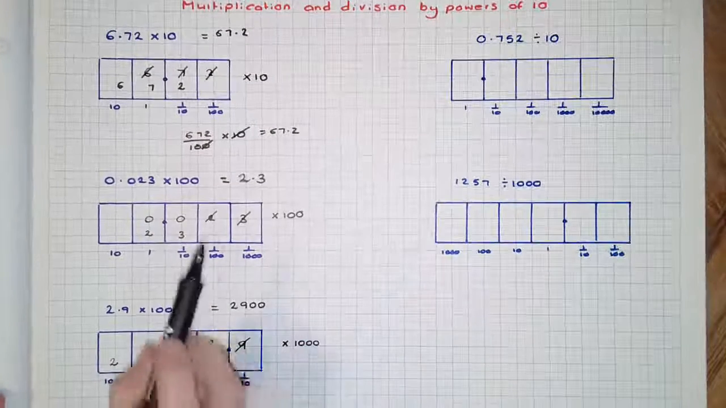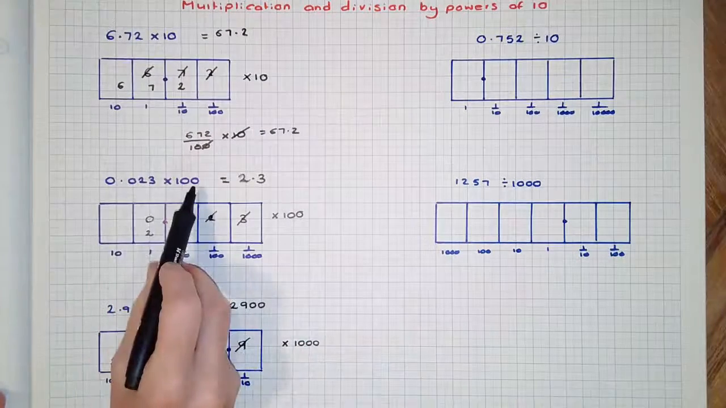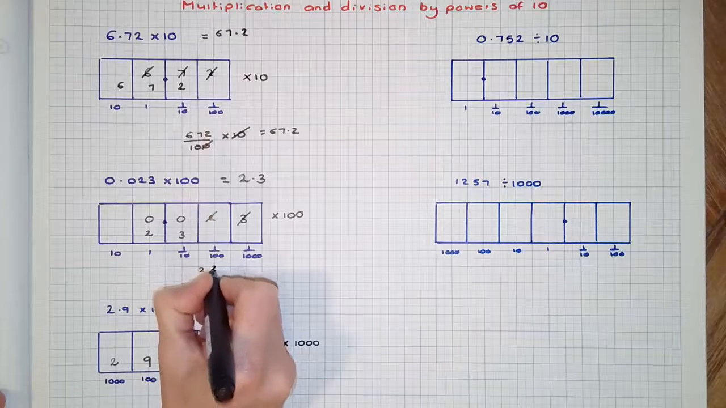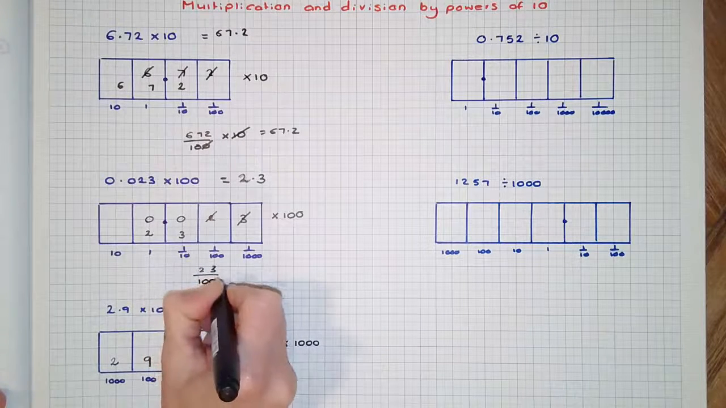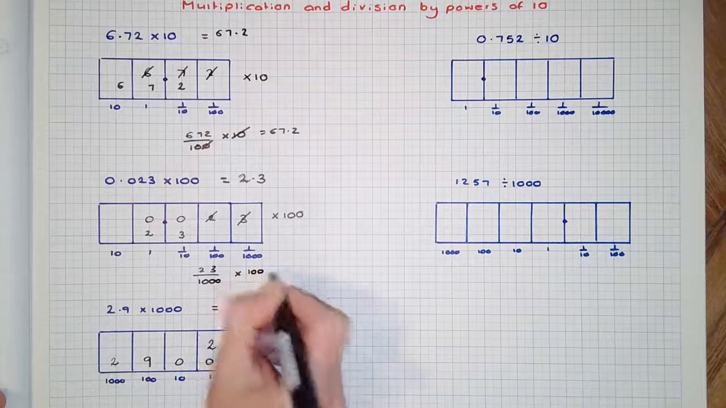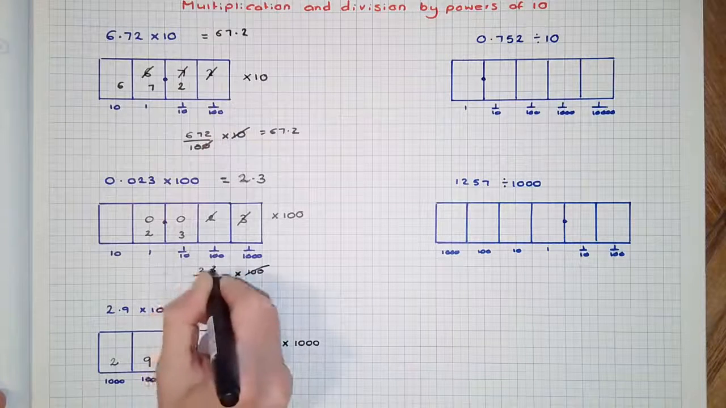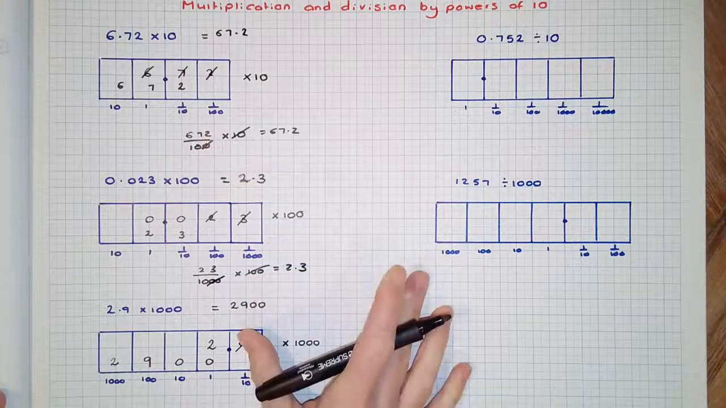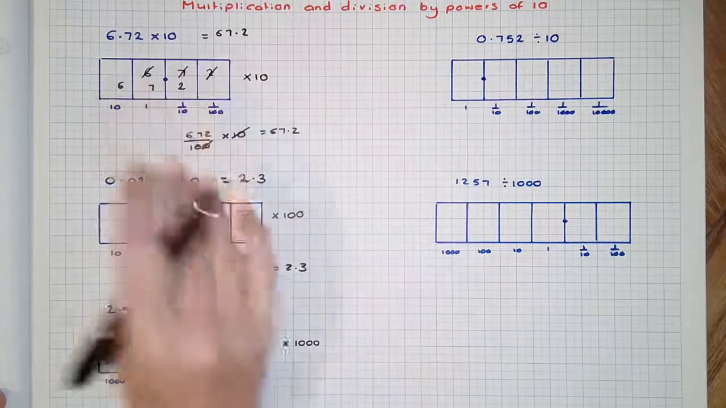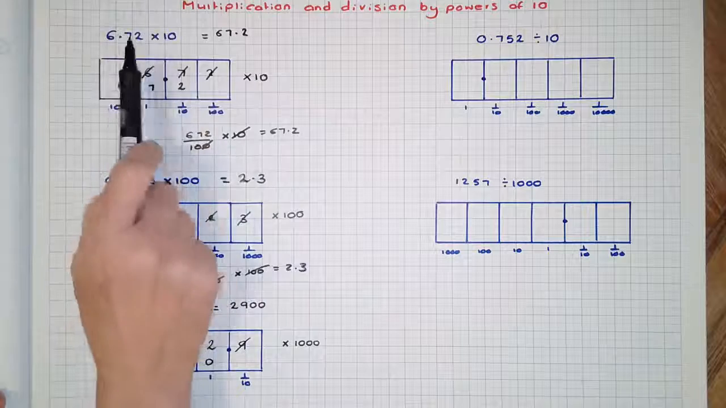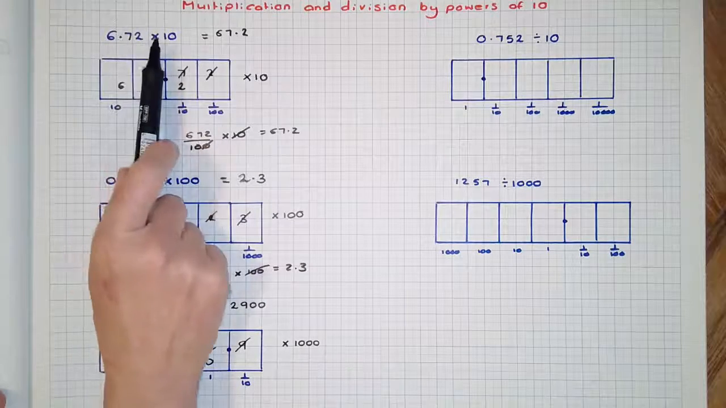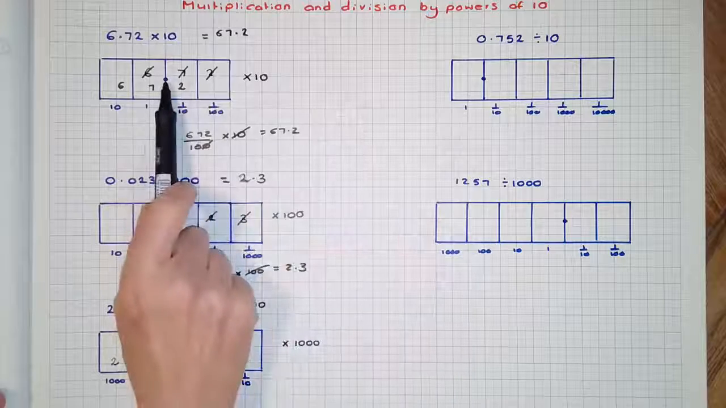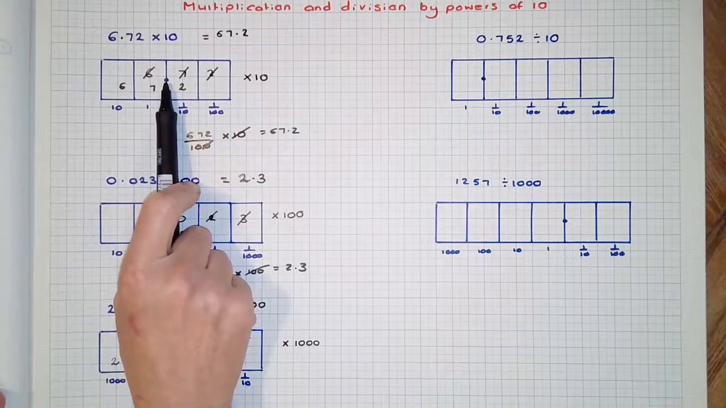Similarly, 0.023 times 100, you could convert to a fraction, 23 over 1,000 times 100, divide by 100, divide by 100, we get 23 over 10, which is 2.3, etc. But it's more practical to think about the place value changing, preferably the numbers and not the decimal place, because as you saw, the decimal place stays still.